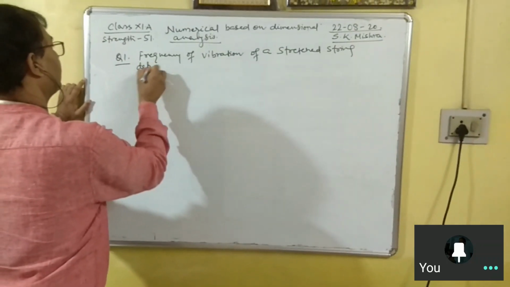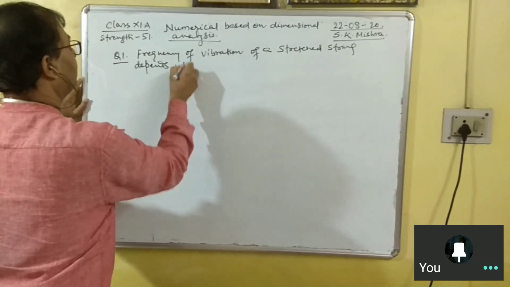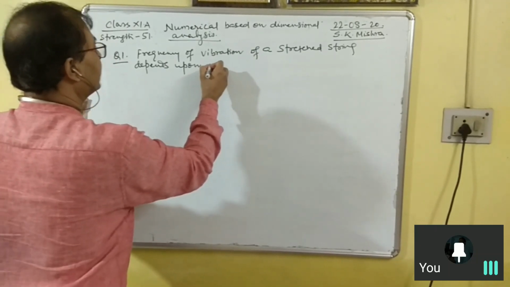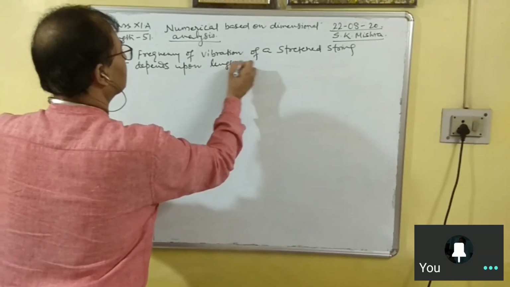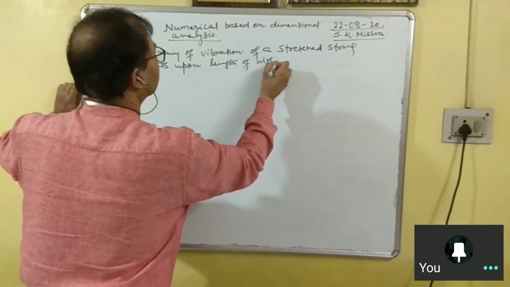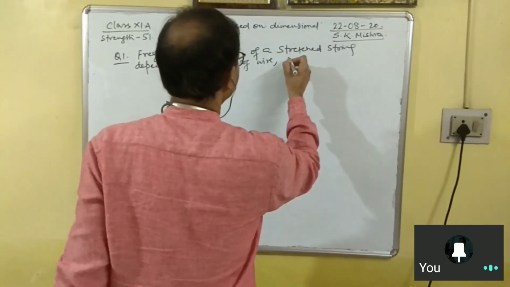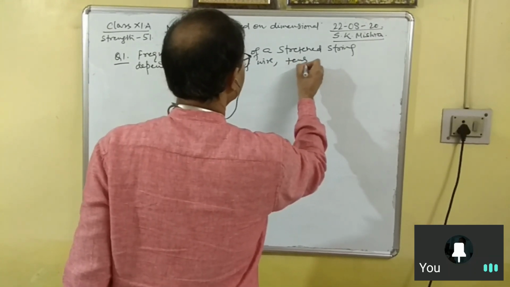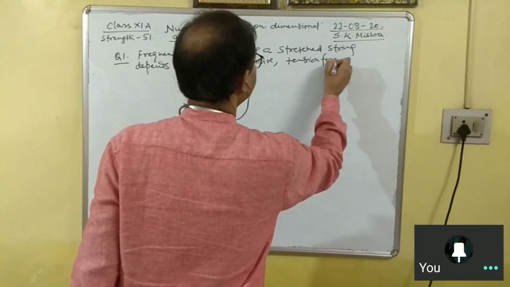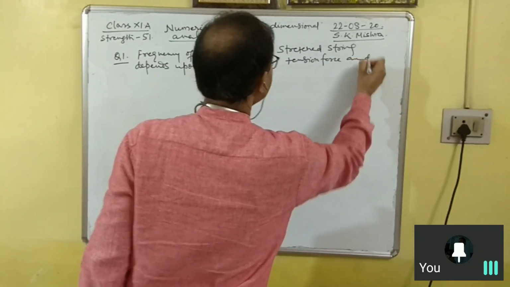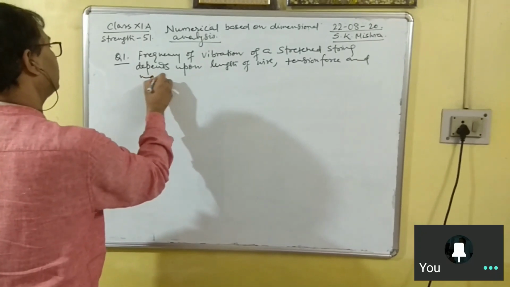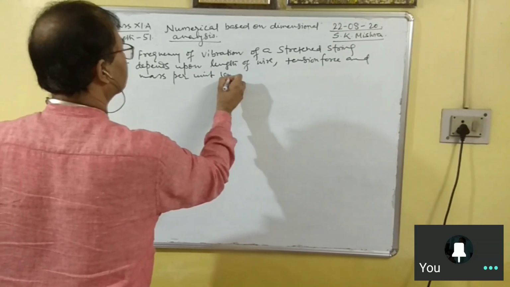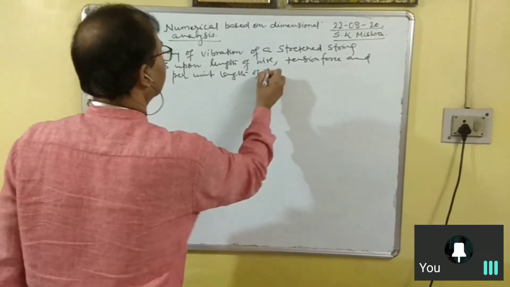depends upon, the first factor is the length of the wire. The second factor is mass per unit length and tension force. I am writing first tension force and mass per unit length. Mass per unit length of the wire.